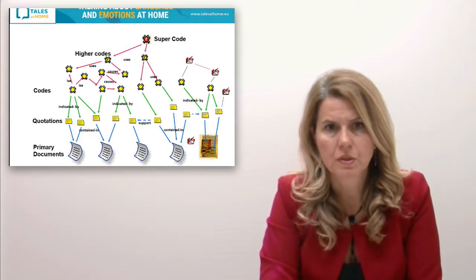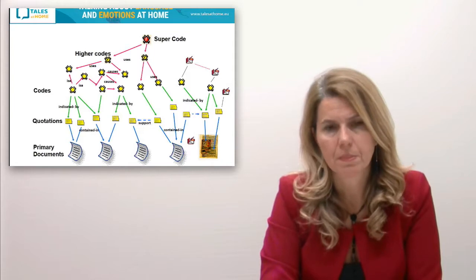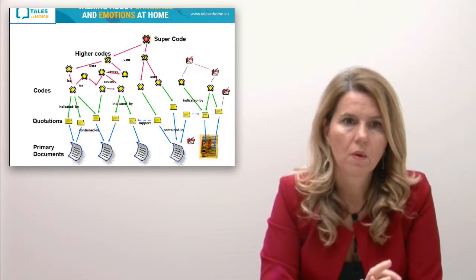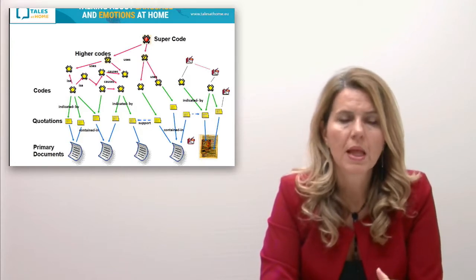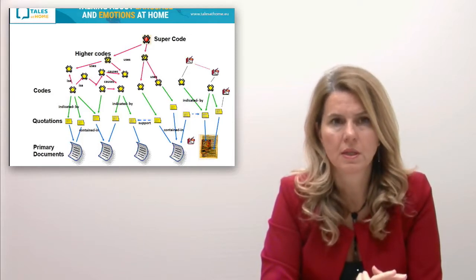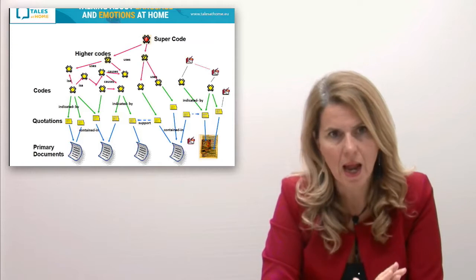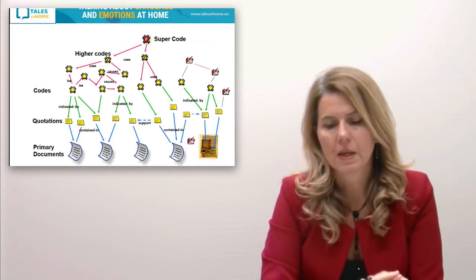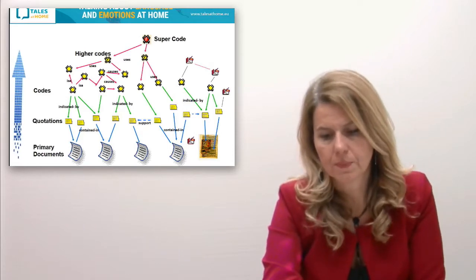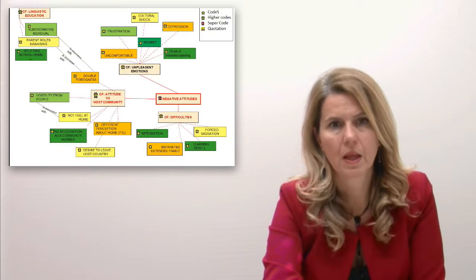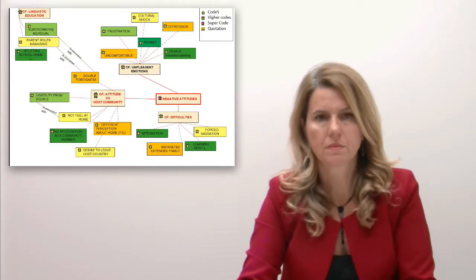Independent judges make quotations about the information that they read in the primary documents. Then a series of codes are created, and each code is classified in sub codes and then in super codes. Let me show you what we found in our analysis.